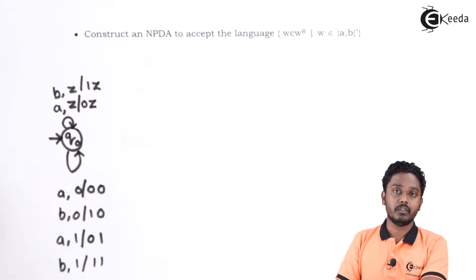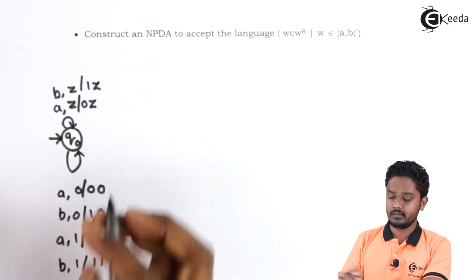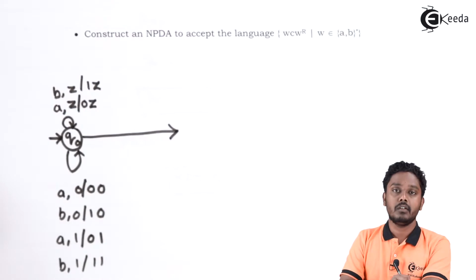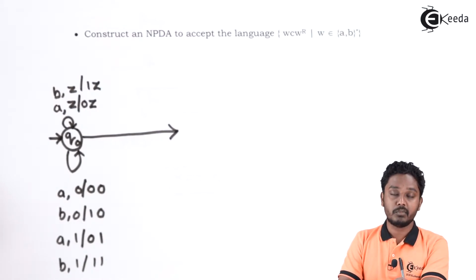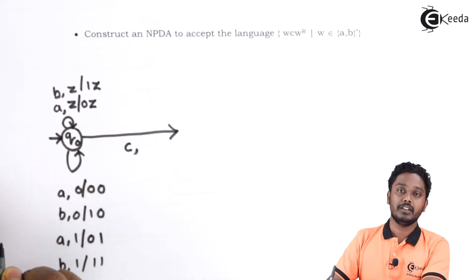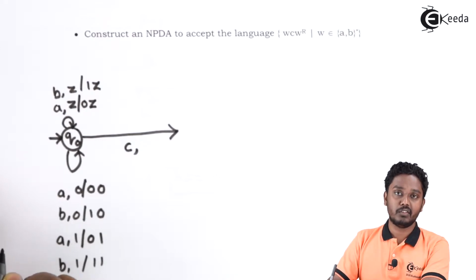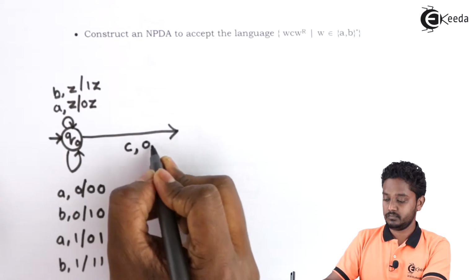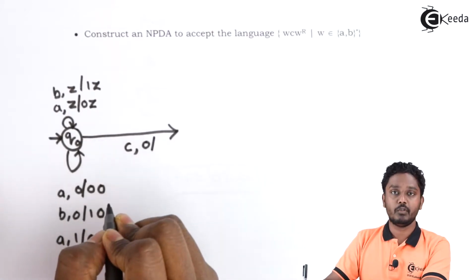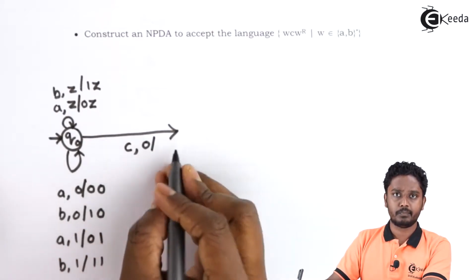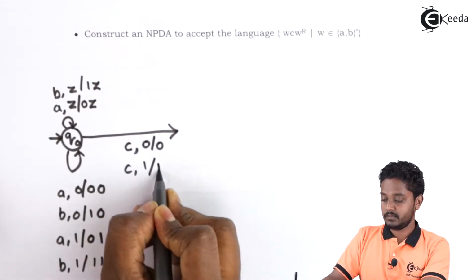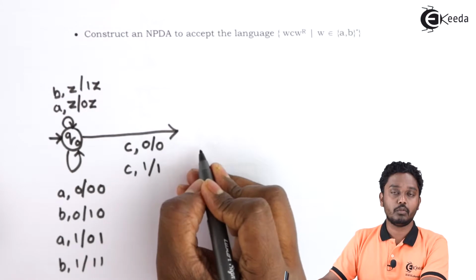After these symbols, we might be encountering a C. C means we have encountered the middle of the string. The top of the stack may contain either 0 or 1. We have to keep the 0 or 1 as it is, and go to the new state Q1.